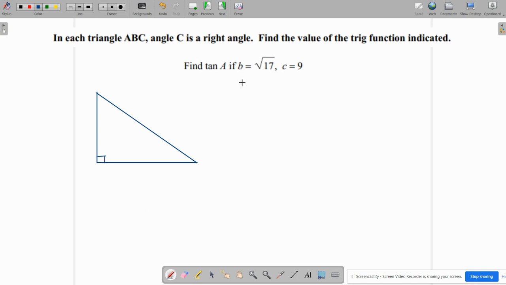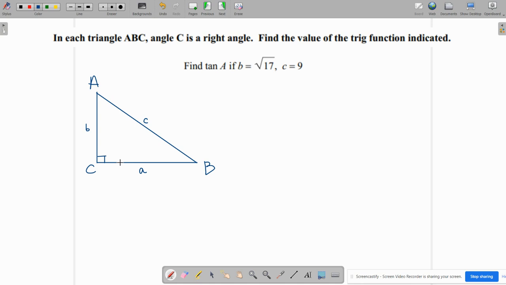The important thing is that if you have the tangent of A, you need to label all of your sides correctly in order to figure out the tangent of A. So it says angle C is the right angle. So the other angles, it doesn't matter which one's A and which one's B, but if A is here, then side A, lowercase a, is here. If angle B is here, then side B is over here. And if angle C is here, then this is side C.